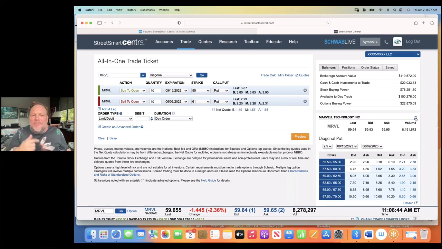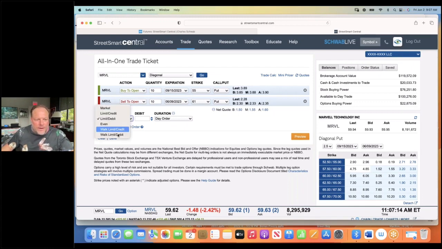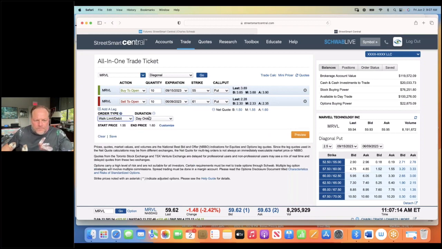Both the setup and the strategy are designed to get your mind and your emotions checked and to solve those problems. By the way, the longer I've been talking, the higher our premium is here. So I'm going to explain why the 55s in a sec. Let's just enter the order here. I have a fun little feature called the walk limit. And anytime you enter a money press, it's a debit order.